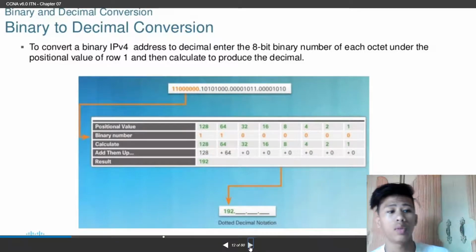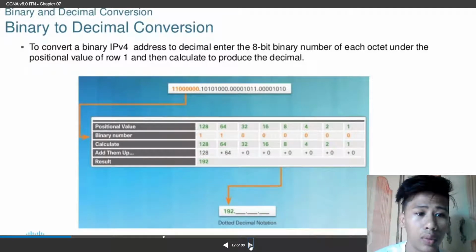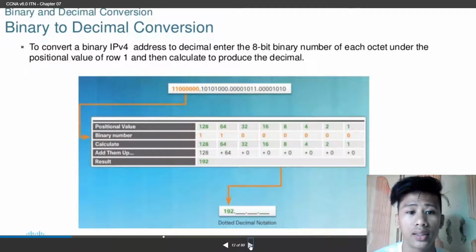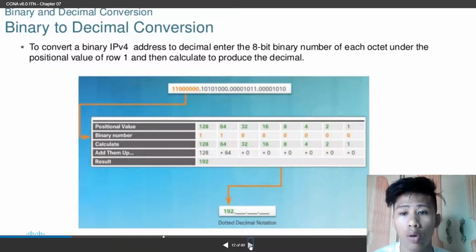Binary to decimal conversion: to convert a binary IPv4 address to decimal, enter the 8-bit binary number of each octet under the positional value of row 1 and then calculate to produce the decimal.